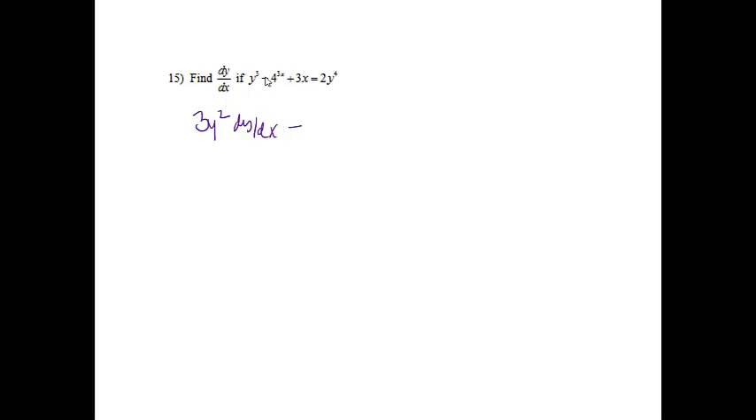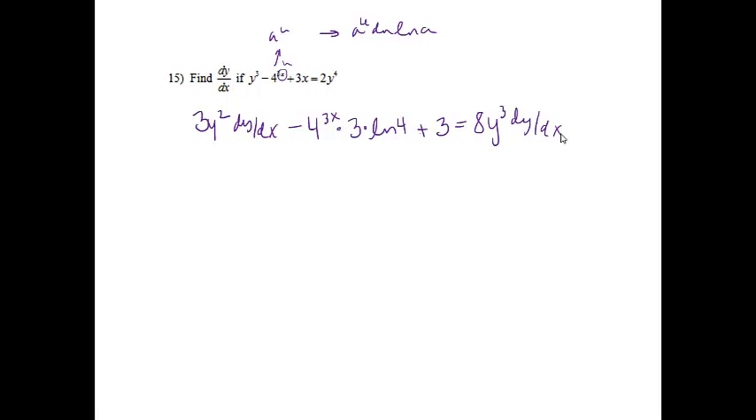Okay, minus, this is an a to the u problem, and we know the derivative of a to the u is a to the u du ln a. So, and this is my u. So a to the u would be 4 to the 3x times du, the derivative of 3x would be 3, times the natural log of the base, which would be the natural log of 4. And then plus the derivative of 3x is 3, and then equals the derivative of 2y to the 4 will be 8y to the third dy dx.